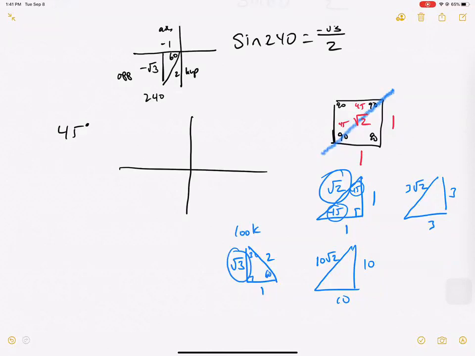Again, 45, 45 has 2 of the same sides and angles. So that's why you get the square root of 2. But 30, 60, 90, all 3 sides are different. That's why we're going to end up with square root of 3. So let's go ahead and say 45 degrees. We draw a 45 triangle, and we say it's 1, 1, square root of 2. So the sine in quadrant 1 of 45 degrees is 1 over square root of 2, because sine is opposite over hypotenuse. Stay away from sin.